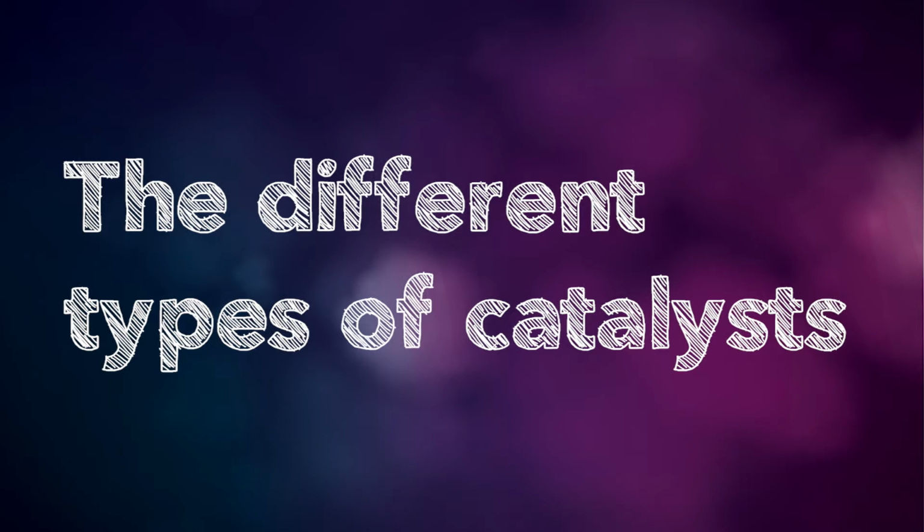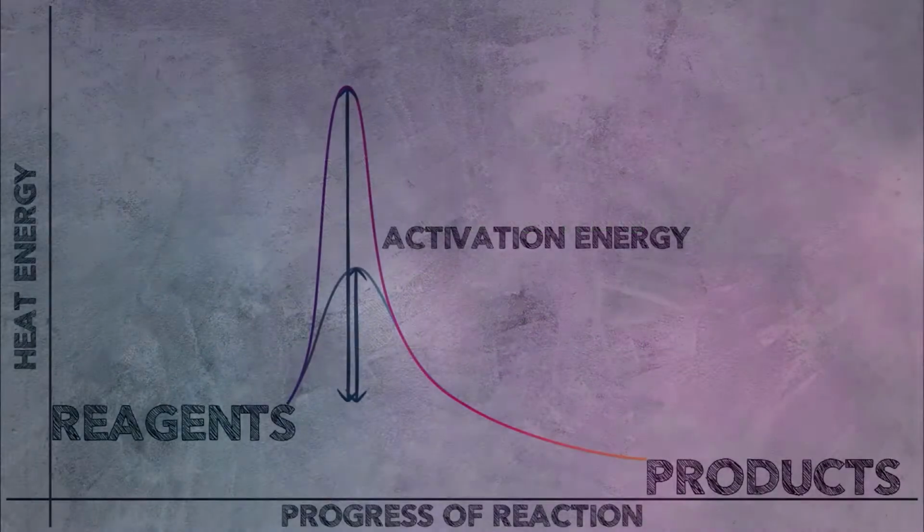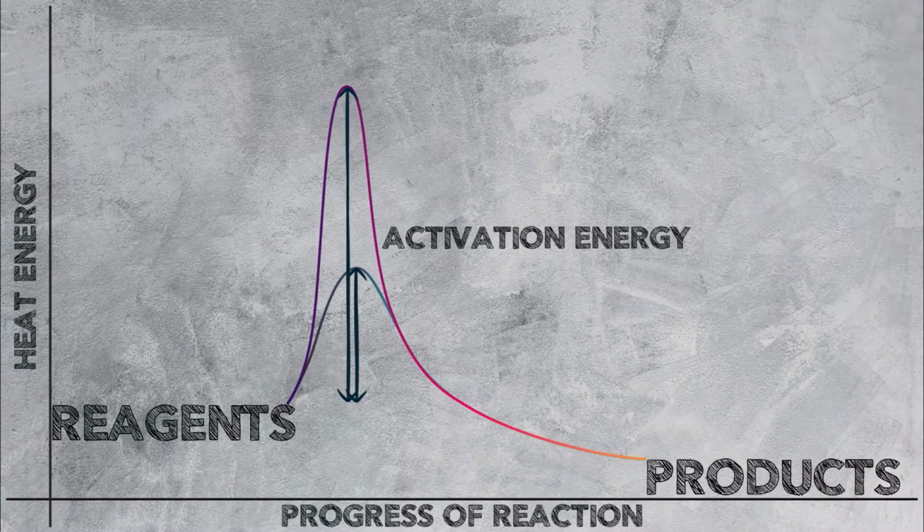Firstly, let us remind ourselves what a catalyst is. A catalyst is something that makes a chemical reaction happen more quickly without itself being changed. The main goal of a catalyst is to increase the rate of reaction. There are three different types of catalysts that we will look at in this video.